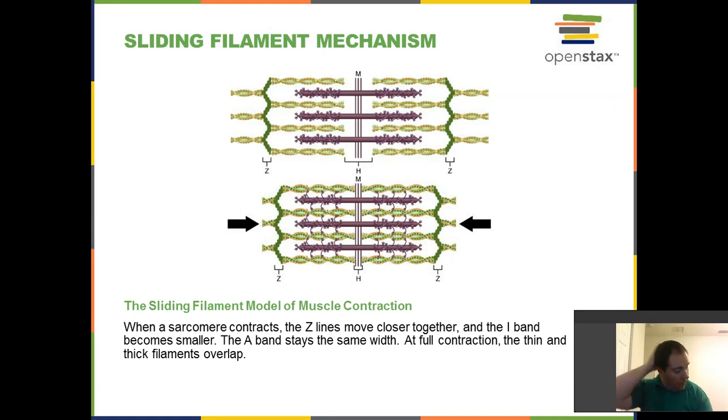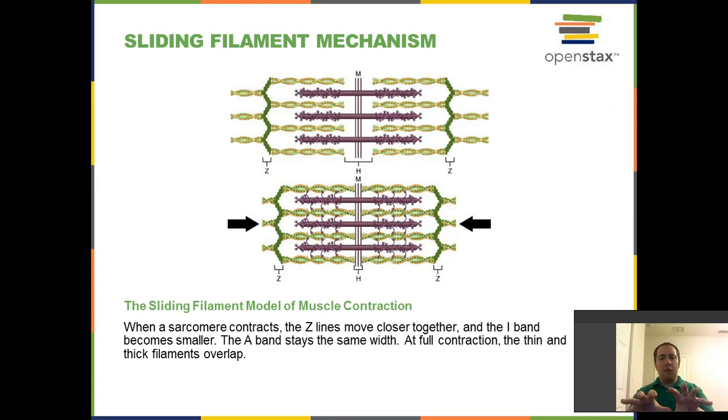Okay, so we're going to pick up where we just left. We went through the whole process of the action potential coming down, ultimately causing the sarcomere to contract. When we talk about that sarcomere contracting, we talked about how the thick filament was going to reach up and grab the thin filament and pull it.